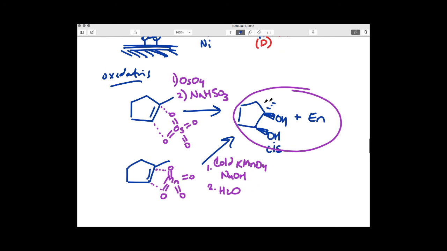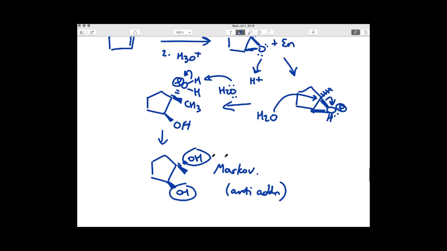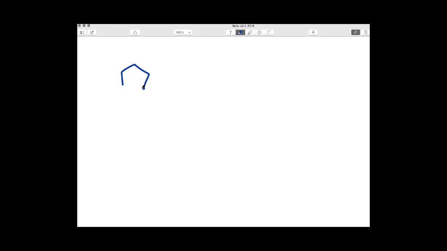So just to recap, if you want the OHs on the same side, you use OsO4 or cold KMnO4. If you want the OHs on opposite sides, you need to use MCPBA followed by acid as a separate step. Step 1, step 2. And finally, our last reaction is what happens with really strongly oxidizing conditions. We have either ozone followed by dimethyl sulfide or zinc in water.